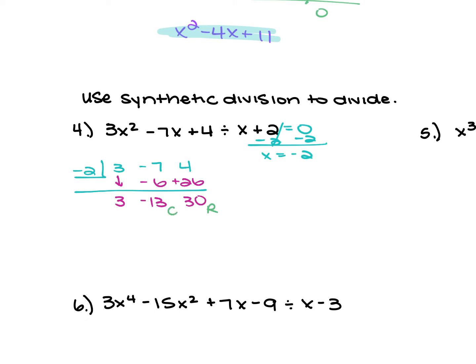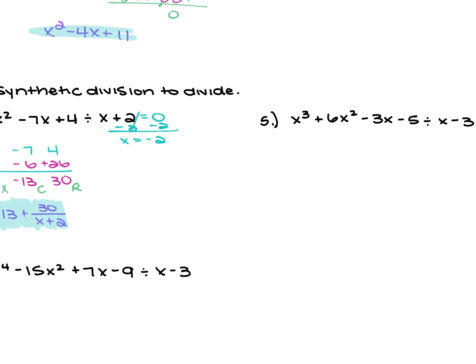The negative 13 is your constant. That 3 is going to get an x. So this gives you 3x minus 13 plus 30 over what you divided by, which is x plus 2. So if you're left with a remainder, that remainder has to go over that binomial that you divided by. In this case, it's the x plus 2, not just the negative 2. The negative 2 would not be the same thing. You have to put the x plus 2 in the denominator of that fraction that gives you your remainder.